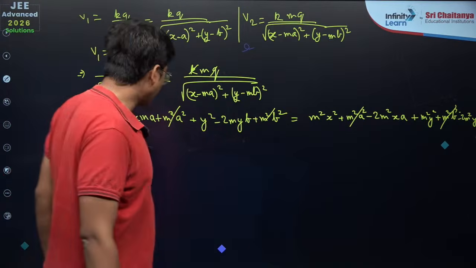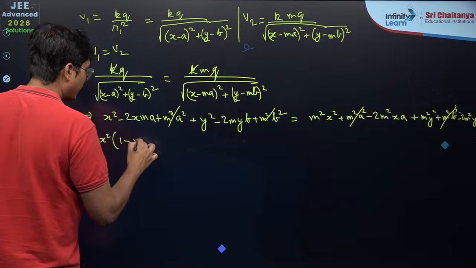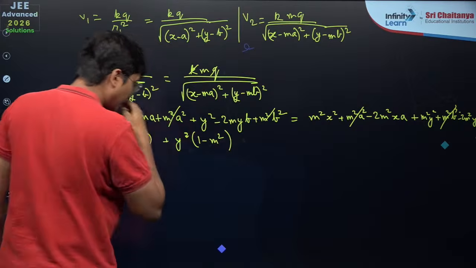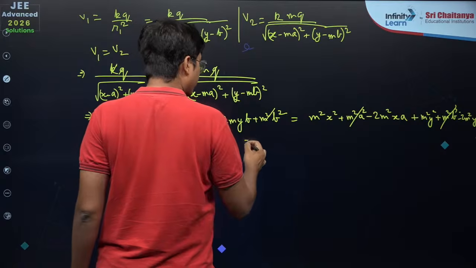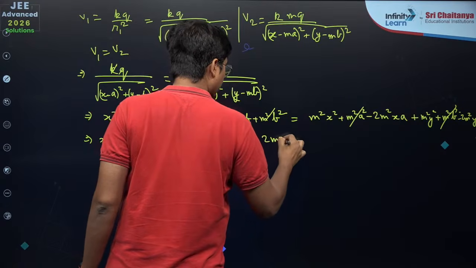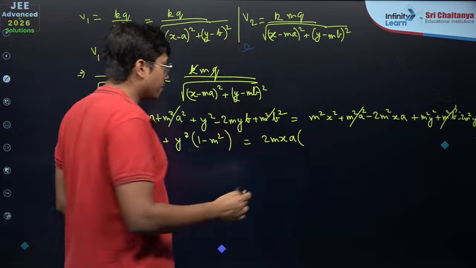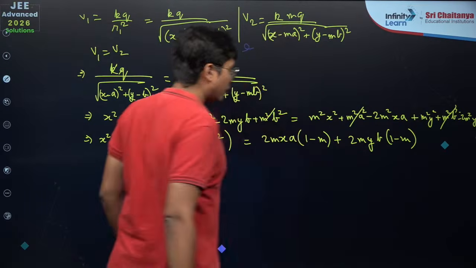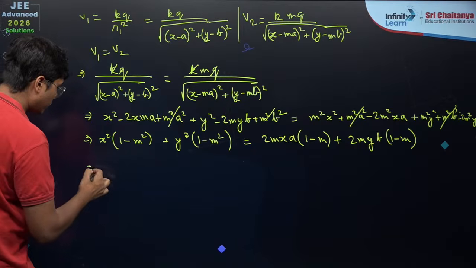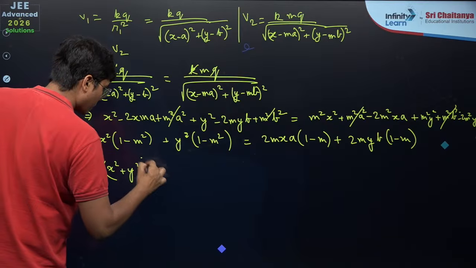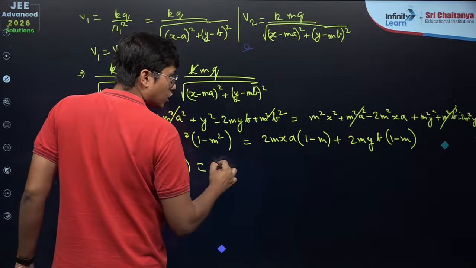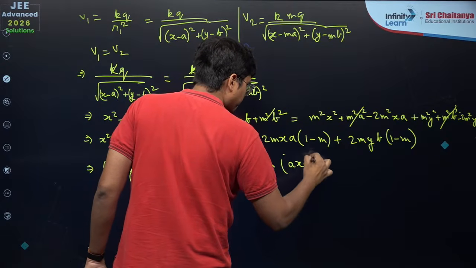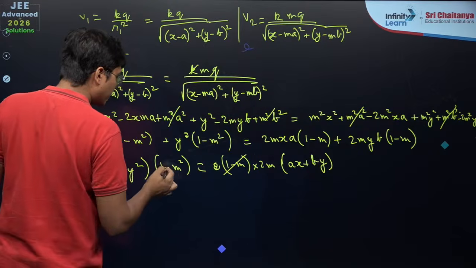What do we have here? We can take the x squared over to this side. I will have an x squared (1 minus m squared), basically this x squared m squared brought here. Same way I will have a y squared (1 minus m squared). And these terms we send over to that side. So 2mxa, I send it over, so I'll have (1 minus m), 2myb, again (1 minus m). Okay? Whew, a lot of work. x squared plus y squared times (1 minus m squared), that is (1 minus m) times 2m (ax plus by). 1 minus m cancels with this to give you 1 plus m.